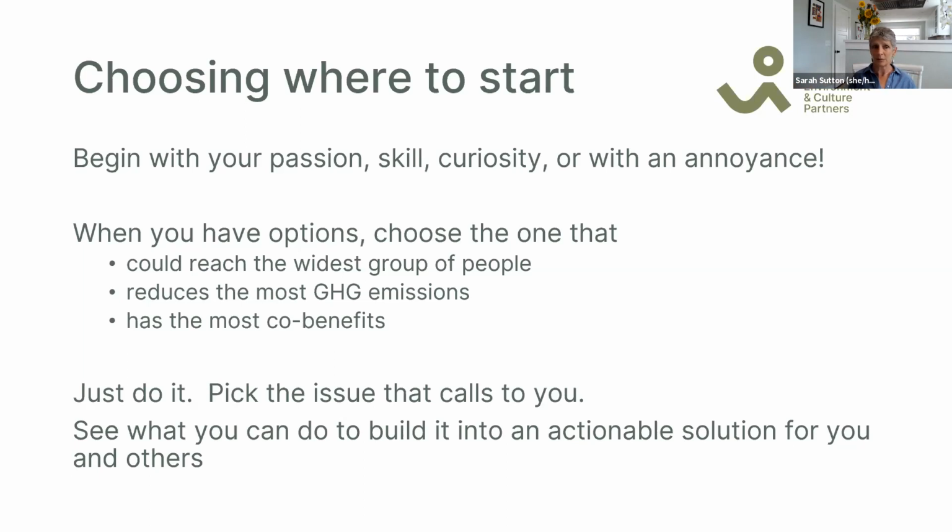But when you have choices among a few things to do, choose the one that affects the widest group of people and or reduces greenhouse gas emissions the most and or has the most co-benefits. Really, the thing that has greater impact is the thing to go for if you can. And just do it. Pick the thing that calls for you and see what you can do to build it into something more.